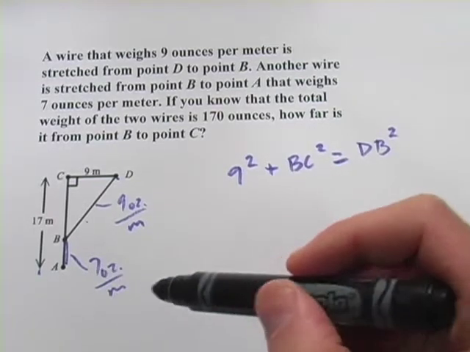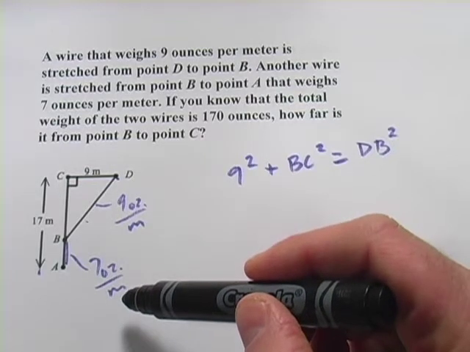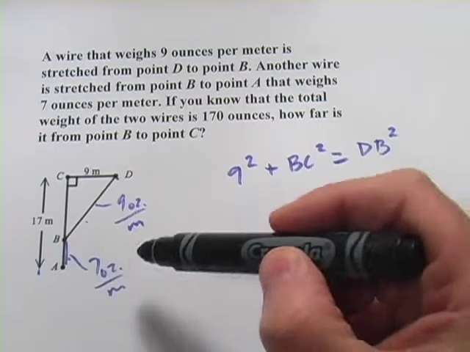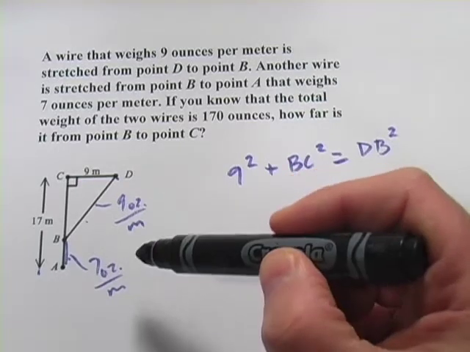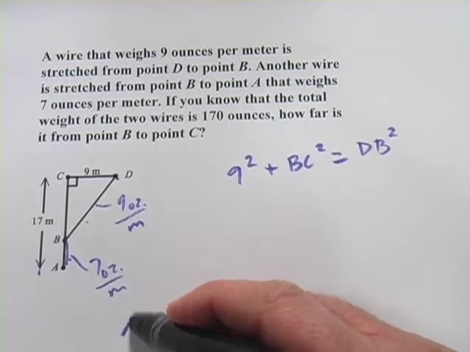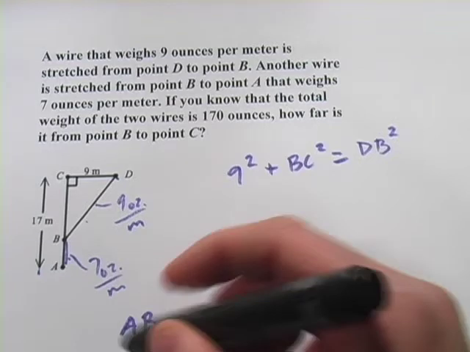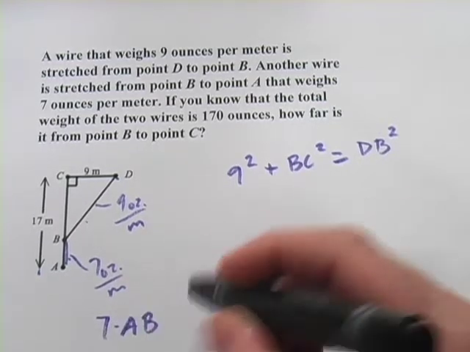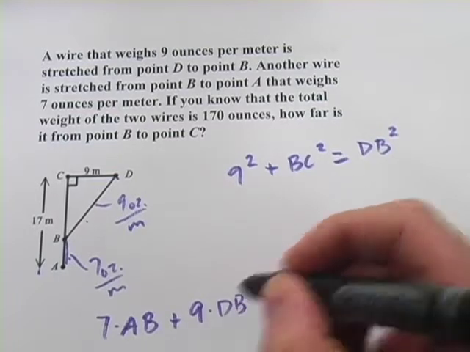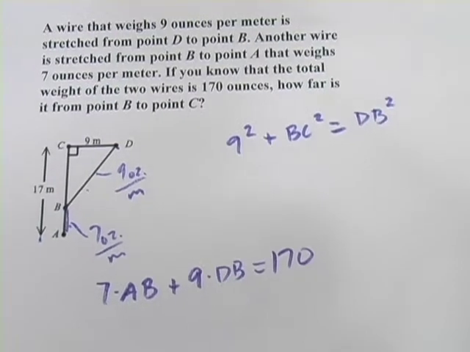Now, what other equation can we make here? Well, they're telling us the weights of these wires and what they add up to. So I know the weight of this wire plus the weight of this wire adds up to 170. So it's really the length of AB times the weight per meter. So 7 times AB plus, same thing over here, 9 times DB equals 170. So that's something else we know.